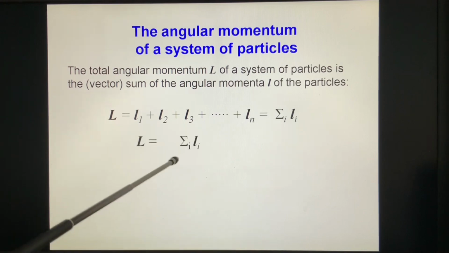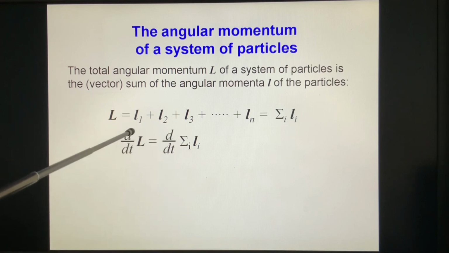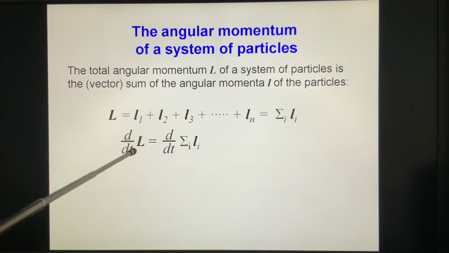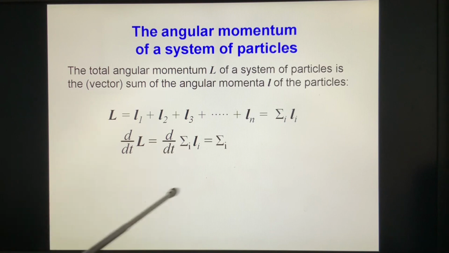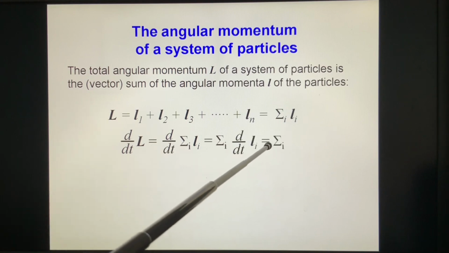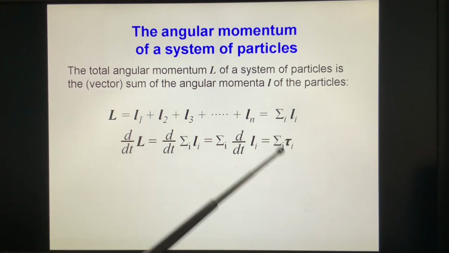Now, let's take the derivative with respect to time t on both sides. This is the derivative of angular momentum. When we put the derivative inside, we get the sum of dLi/dt, and dLi/dt equals the torque, so the sum of dLi/dt equals the sum of torque i. And this is the total torque, the sum of all the torques.